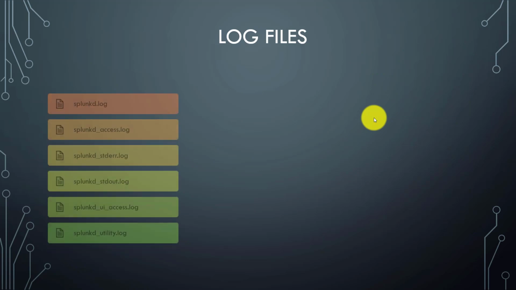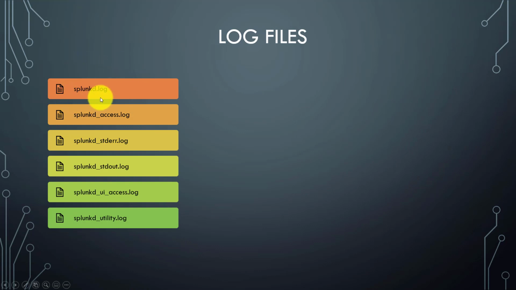The most important are the ones starting with splunkd. As we know, splunkd is the main process in Splunk, so that's the main log, and this is the log we will start with, called splunkd.log. The splunkd process also logs into other separate files like splunkd_access, standard error, standard output, UI access, and utility. We will touch base on these logs in future videos as well, but initially we will start with splunkd.log.